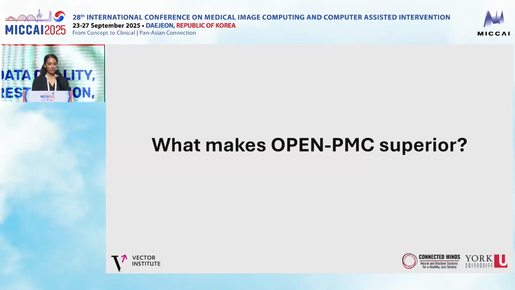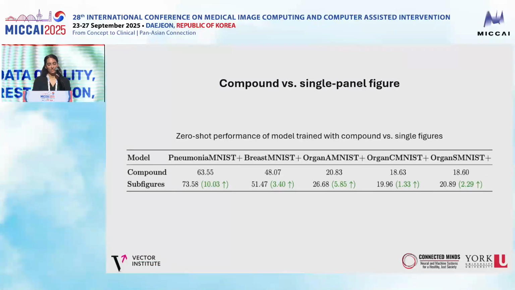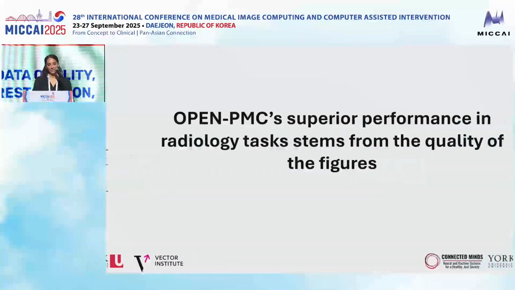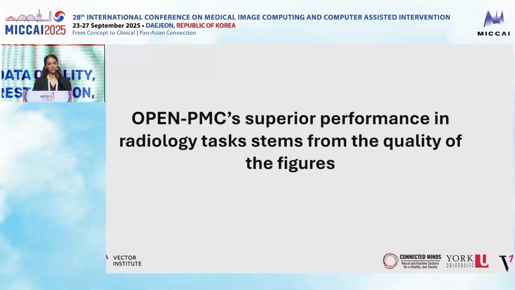Now, in order to see what makes our dataset superior to the other datasets, we did some ablation studies. The first one is that we compared training a model on compound images versus single panel figures. As you can see here, the model that was trained on subfigures is getting better performance than the model that was trained on compound images. So we can say that OpenPMC's superior performance is because of the quality of its figures.